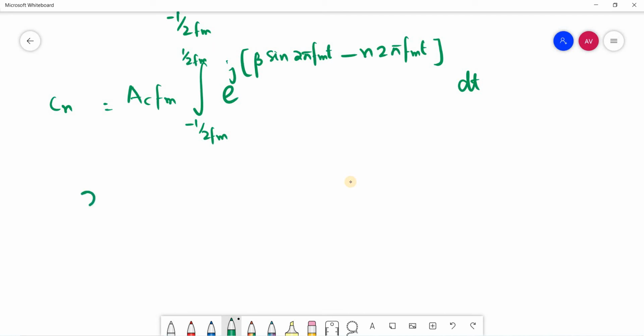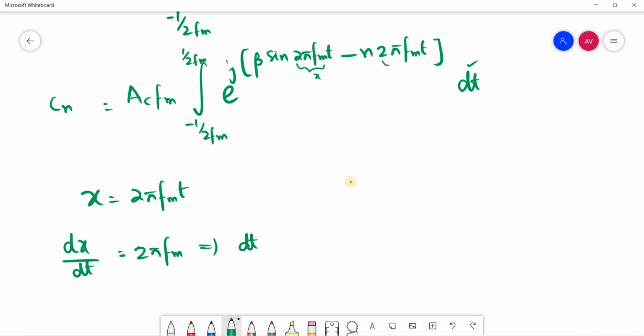So in this, if you substitute x equal to 2 pi fm t, I am going to make this substitution. Instead of 2 pi fm t, I am going to make a substitution x. So I'll get dx by dt equal to 2 pi fm, which implies dt. Whenever I am making a substitution, this dt will change. Also, instead of 2 pi fm t, if I substitute x, this dt will change, and of course the limits will change.